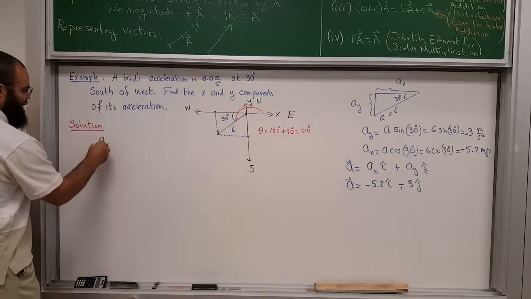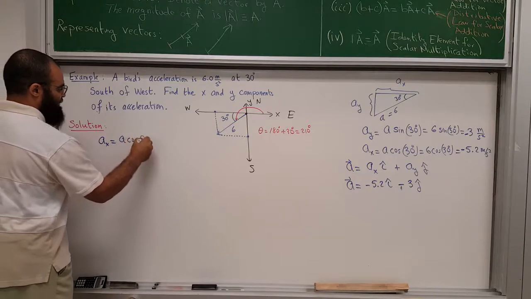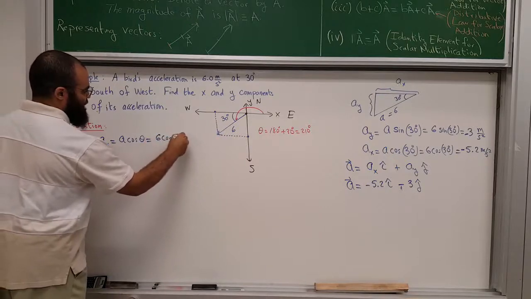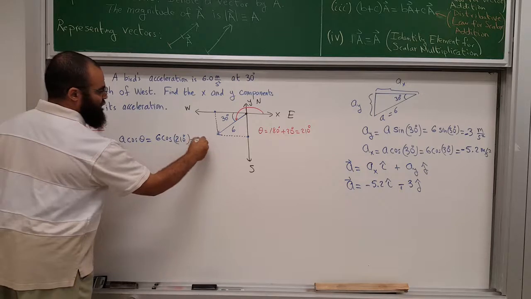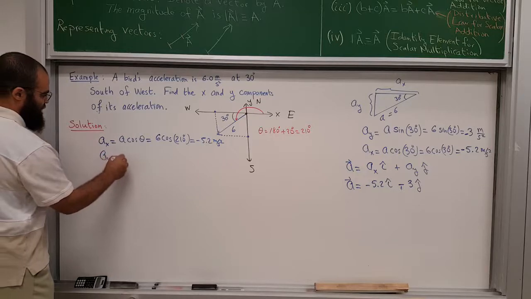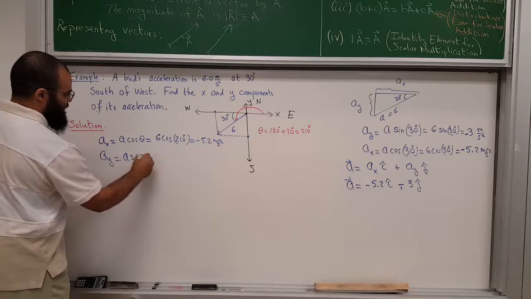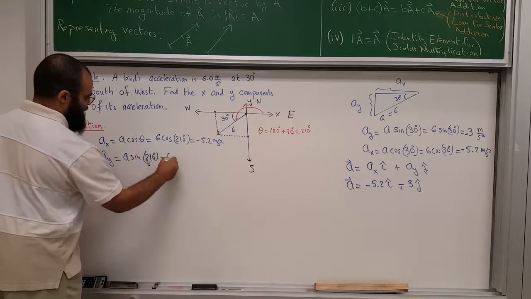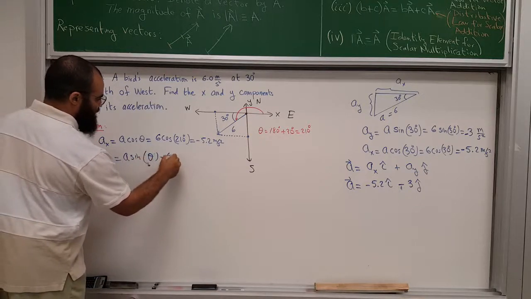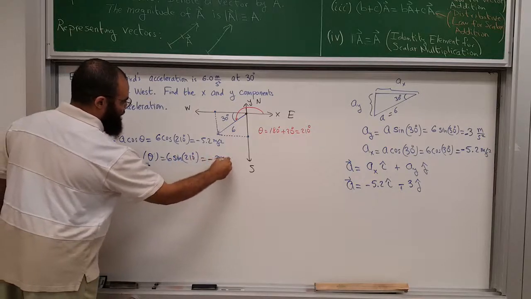You will say AX will be the acceleration A times the cosine of theta that it makes with the x-axis. So that's 6 times the cosine of 210 degrees, and that will give you negative 5.2 meters per second squared. And AY will be A times the sine of 210 degrees, not 30 degrees, and that is negative 3 meters per second squared.